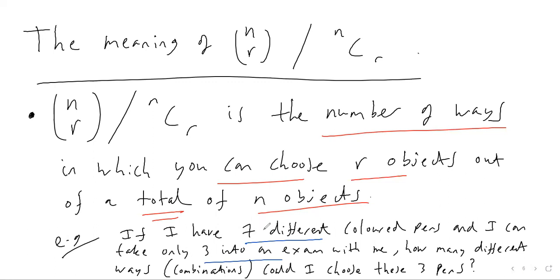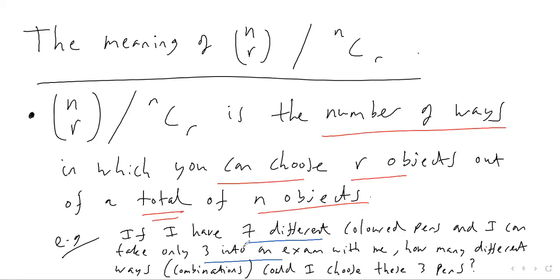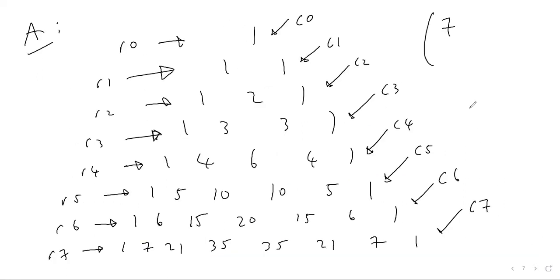So we've got 7 different colored pens. So our n value, our total number of objects, in this case would be 7. We've got 7 in total, and we want to choose 3. So the 3 would be this r there, and the n would be the 7 there. So that's how the notation corresponds across. So we want to work out 7, 3.